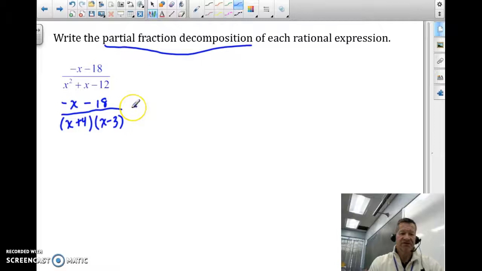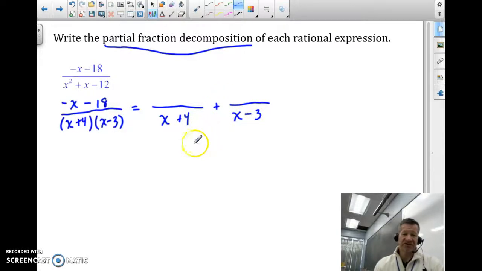So your first step is going to be to separate this. Since there are two factors down here, I will have two fractions. One fraction will have a denominator of x plus 4, and the other fraction will have a denominator of x minus 3. And you can always put a plus here. We're going to add these two partial fractions together, and that equals this.